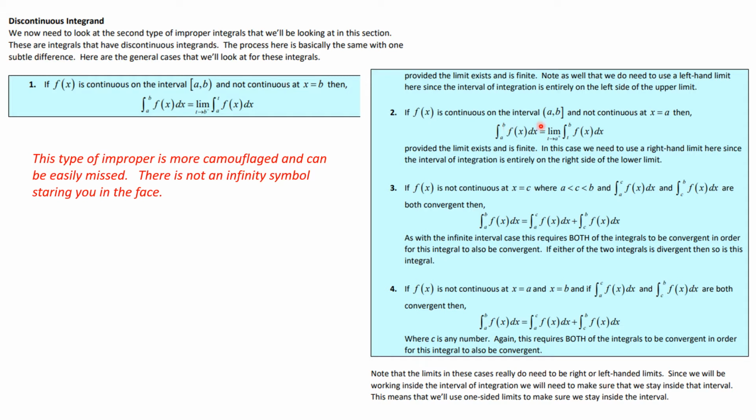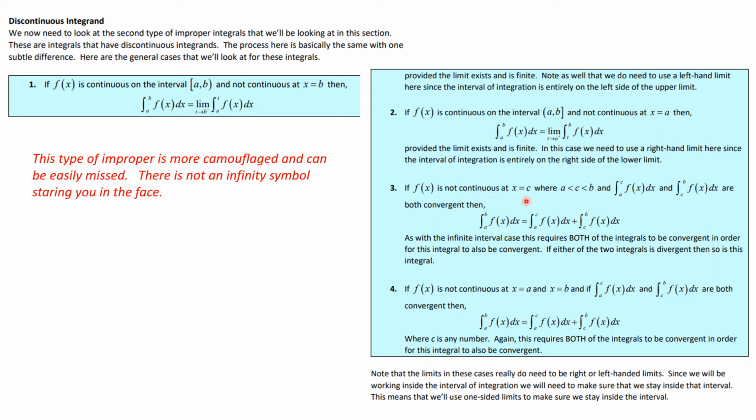If f(x) is continuous on the interval (a, b], that means it is not continuous at x equals a, then the integral from a to b of f(x) dx is the limit as t tends to a, this time from the right, of the integral from t to b of f(x) dx, provided the limit exists and is finite. You're always going from the inside of the interval.